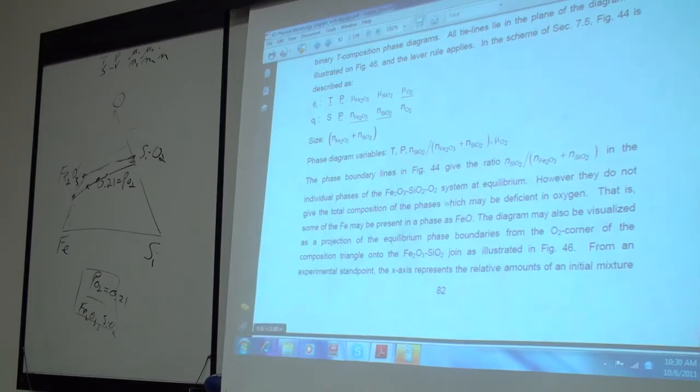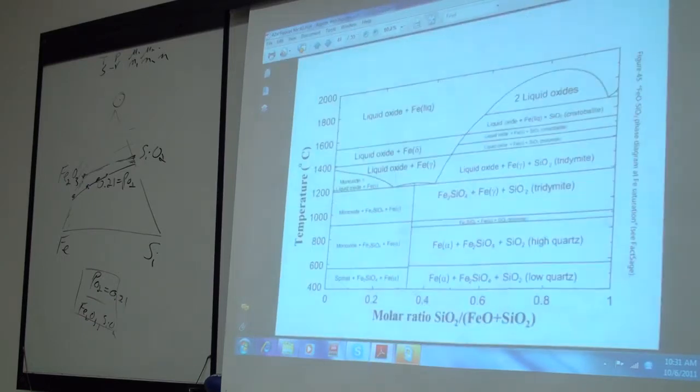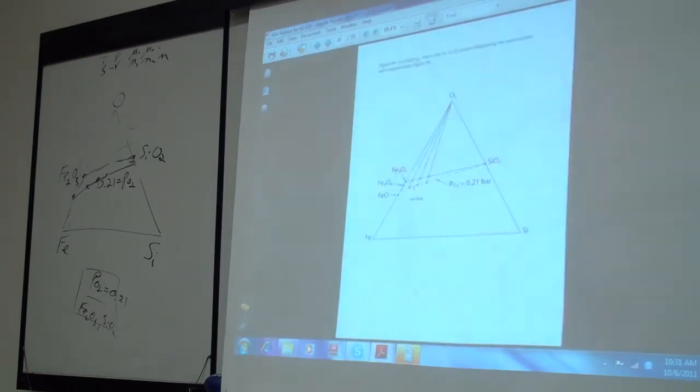And what I said then is that the phase boundary lines give the ratio of silica over Fe2O3 plus silica in the individual phases, but they don't give the total composition, which may be deficient in oxygen. Now, that's one way of looking at the diagram. Another way of looking at the diagram is on figure 46. And this is another way of looking at the same diagram. This is the line here at PO2 is 0.21 bar.